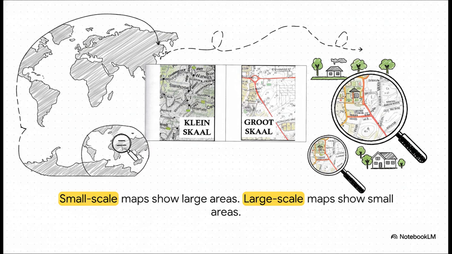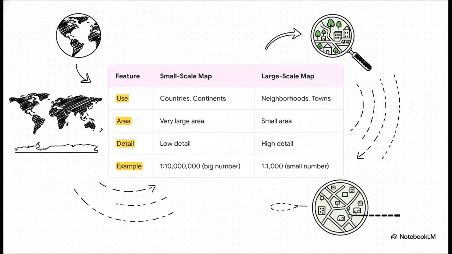The small-scale map on the left shows a huge area, right? An entire country. It gives you the big picture, but you're not seeing any of the tiny details. Then look at the large-scale map on the right. It's zoomed way in. It shows a small area, like a town, but with tons of detail. Every park, every road.